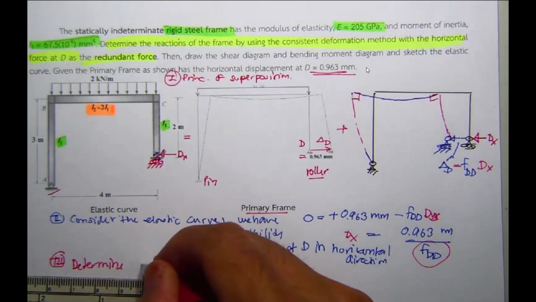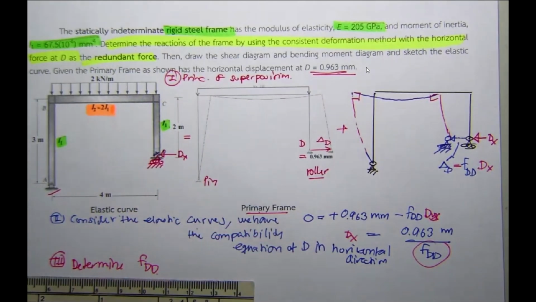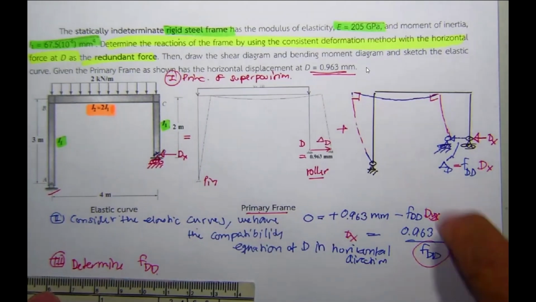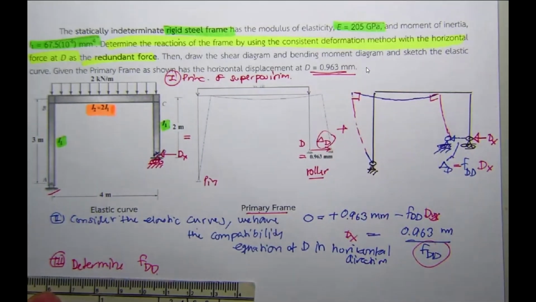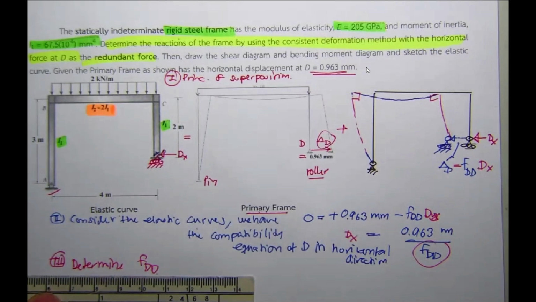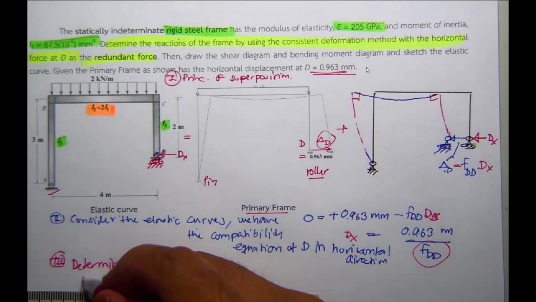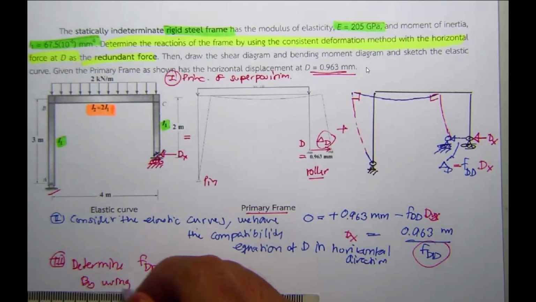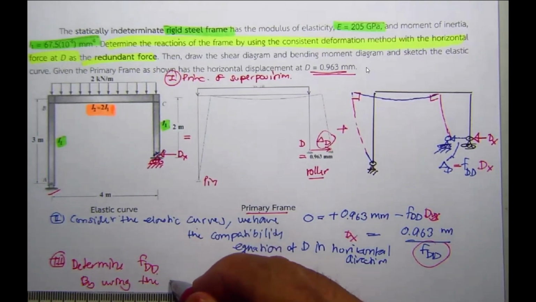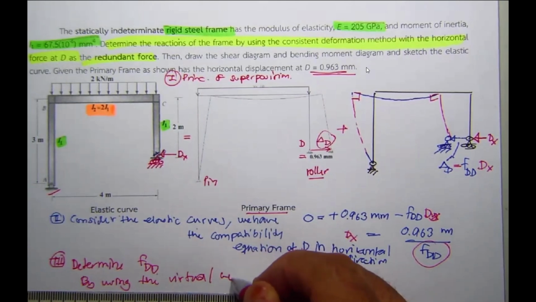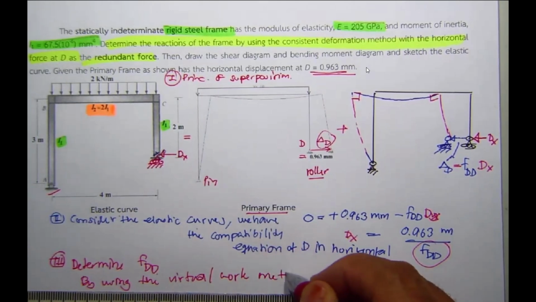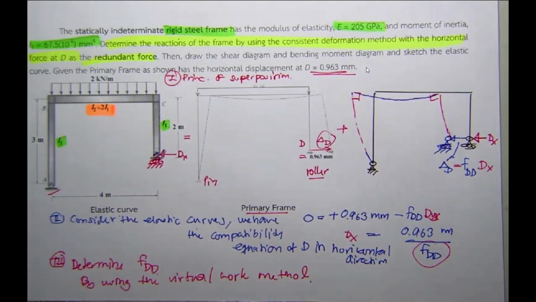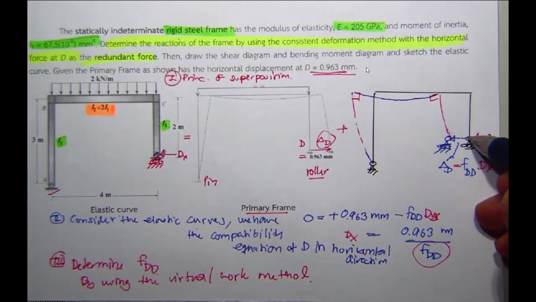Determine f sub dd. If a child would like to check it, a child can provide f sub dd and ask you to determine delta sub d. That's also possible. Okay. And then following this one, by using the virtual method, we have the external virtual. Put this one.